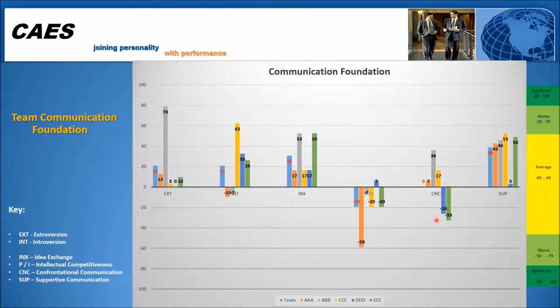Confrontational communication, we can see that B would be more likely to confront others in how they communicate, and D and E are less likely to. Now, we see a lot of people typically in this area. A lot of managers don't like to confront other people. This is relatively healthy, because what that's saying is that people will not be taken advantage of. The B would be the least likely to be taken advantage of.